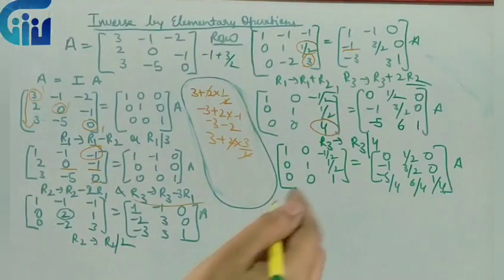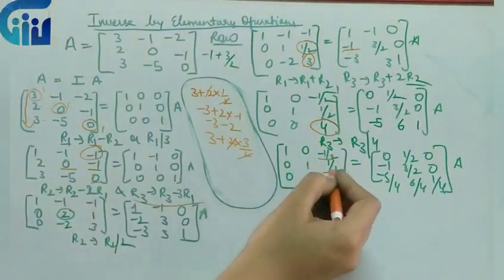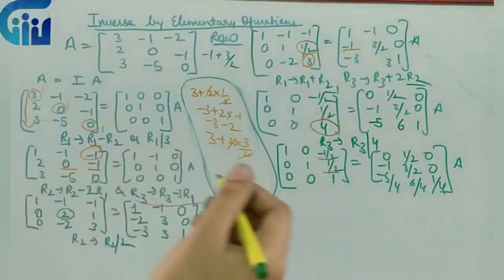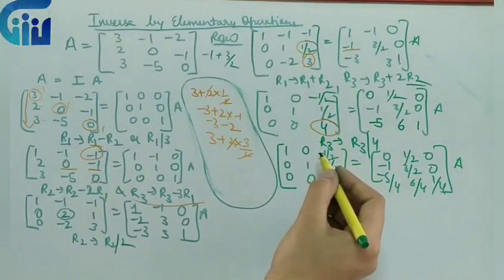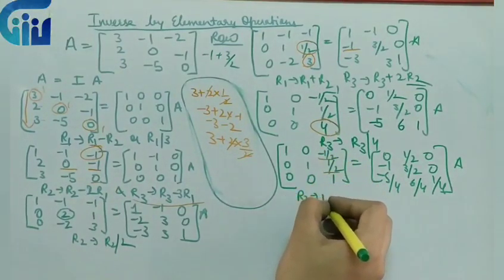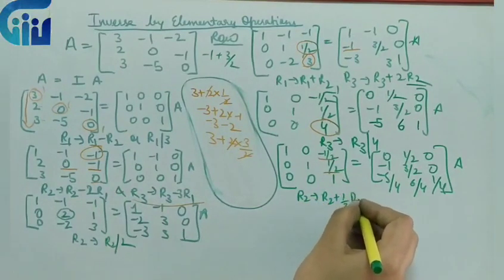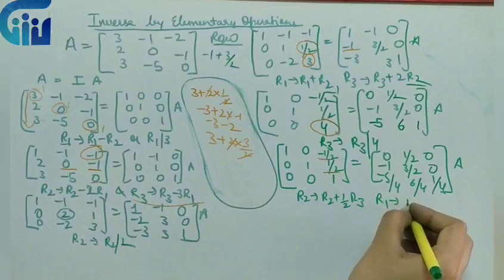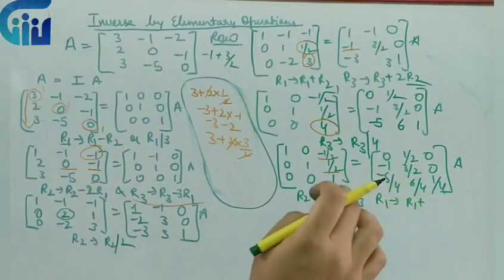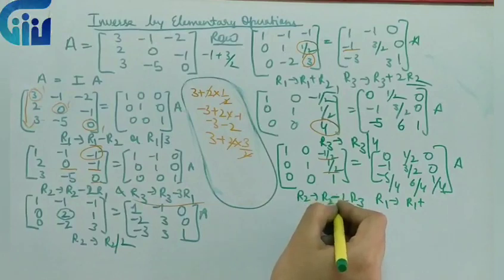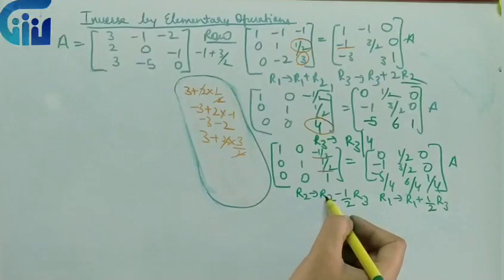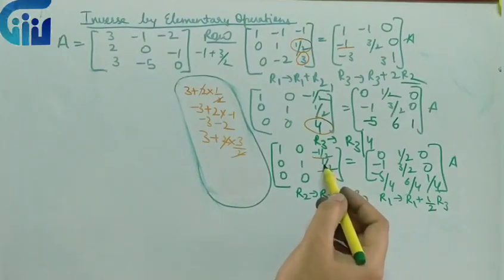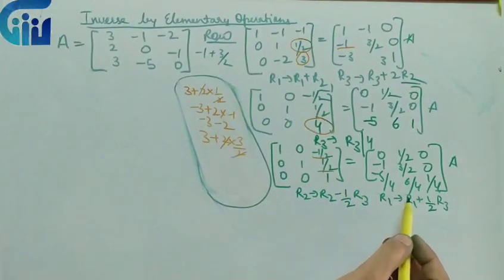Now what do we have to do? We have to make these two elements 0. So how can I make these two elements 0? If half is there, I need to subtract; if minus half is there, I need to add. So I'll write R2 such that R2 minus 1 by 2 of R3, because this is plus 1 by 2, so I need to subtract, and R1 such that R1 plus 1 by 2 of R3, because this is minus 1 by 2, so I need to add 1 by 2.